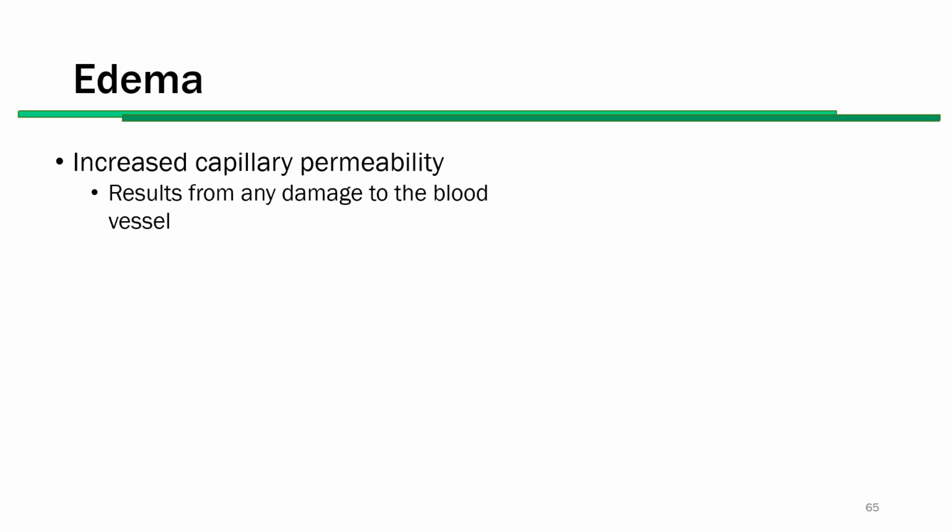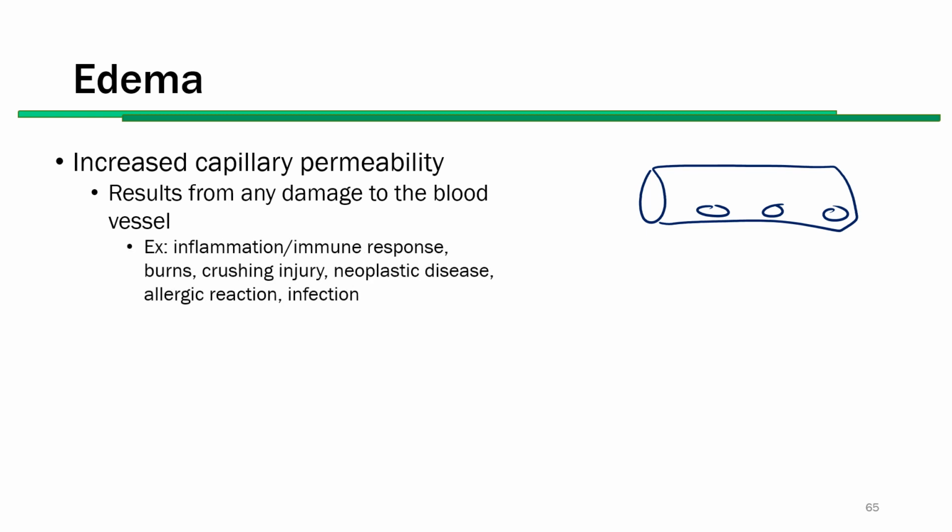Increased capillary permeability. Let's say maybe the pressure's normal, but we've got holes; there's too much permeability. If there's too much permeability in the capillary from inflammation, if the cells were damaged, if there were burns, neoplastic disease, allergic reaction, infection, anything that increases that permeability, and allergic reaction, inflammation, and infection are big ones, because capillaries increase their permeability to help the immune system deliver the products it needs.